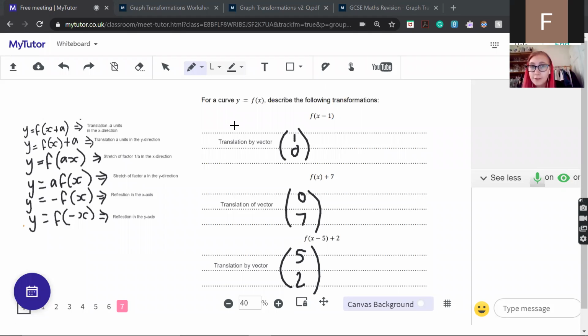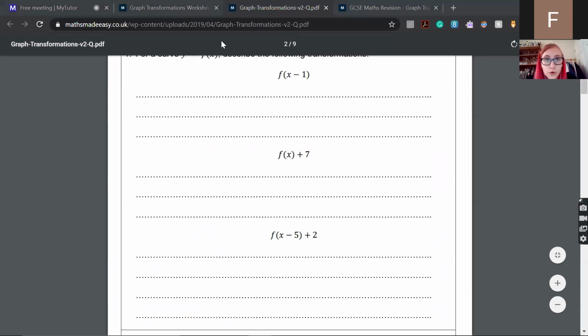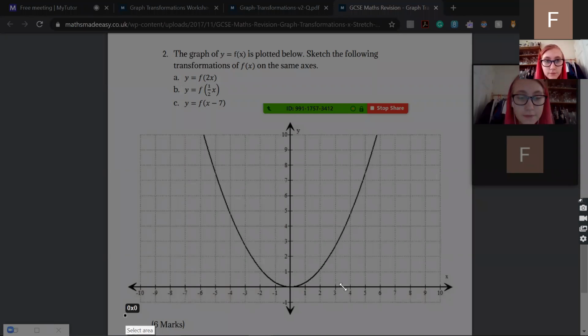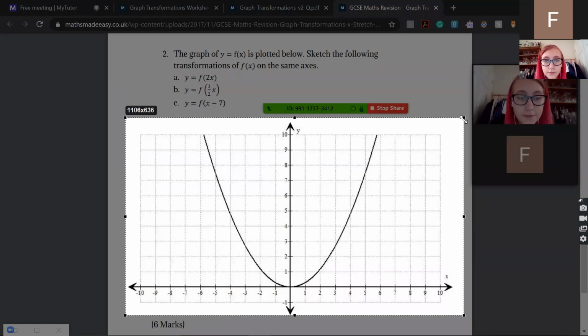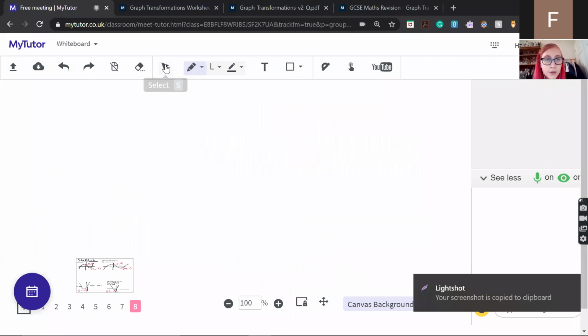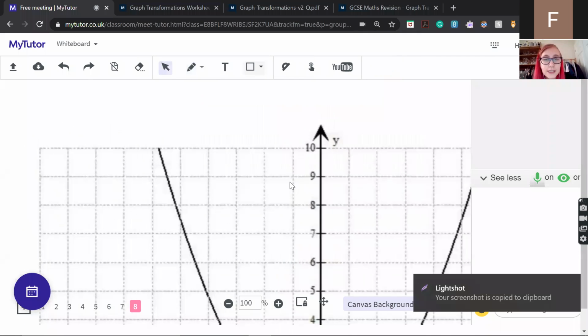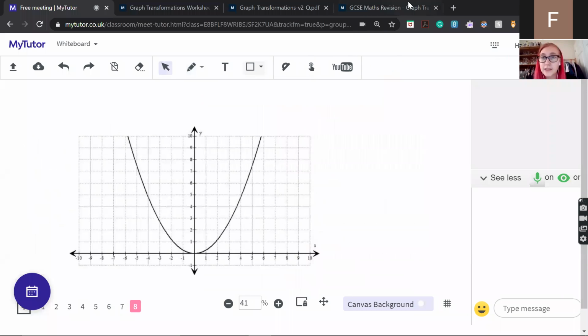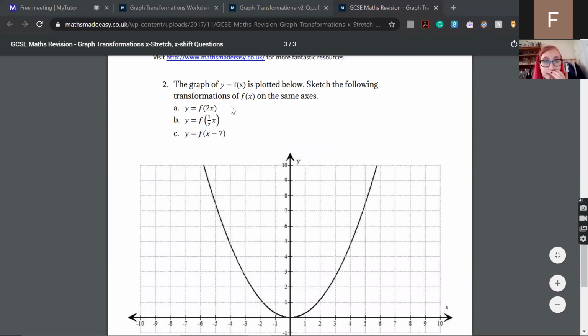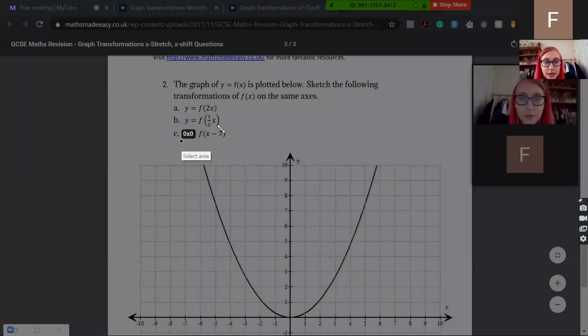So I've just got 2 minutes left, so I'm just going to show you one more type of question. For example, so let's put this on. Sometimes you'll get a graph and it will say this is y equals f of x. Sketch the graph of this. So here it says the graph of y equals f of x is plotted. Sketch these graphs. So we're just going to think about this one for now.